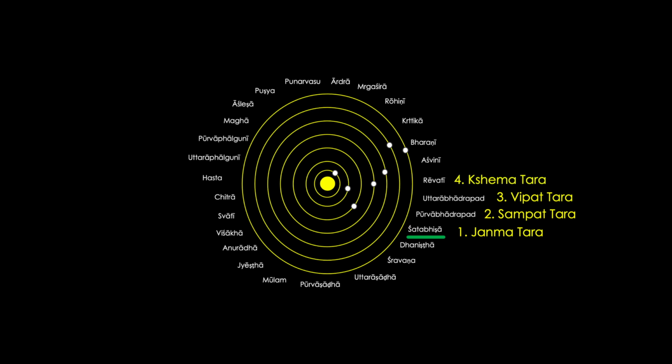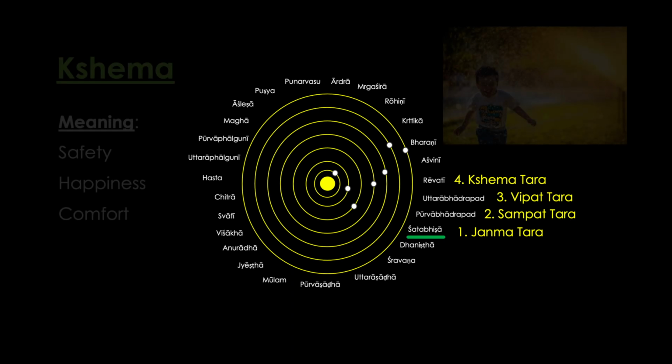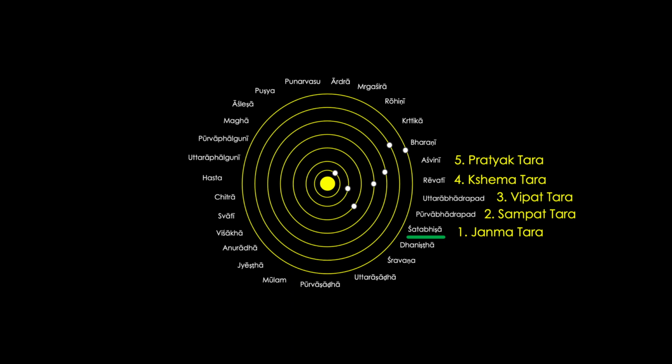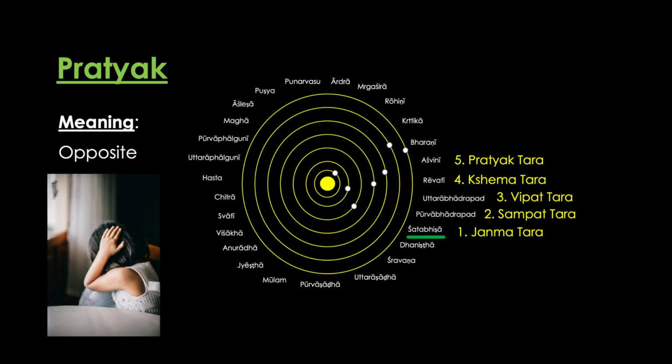After Uttara Bhadra, it is Revati. The fourth nakshatra from Janma nakshatra is called Kshema Tara. Kshema meaning safety, happiness, comfort. Revati is Kshema Tara for Shatabisha. After Revati, it is Ashwini. The fifth nakshatra from Janma nakshatra is called Pratyak Tara. Pratyak meaning opposite, in other words, negative. Hence, Ashwini is Pratyak Tara for Shatabisha.